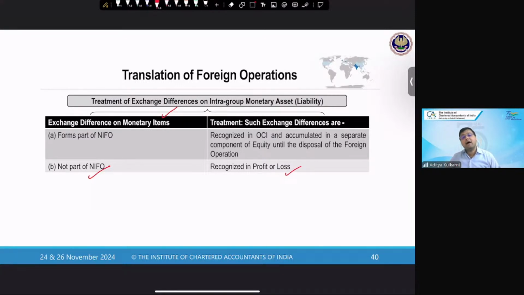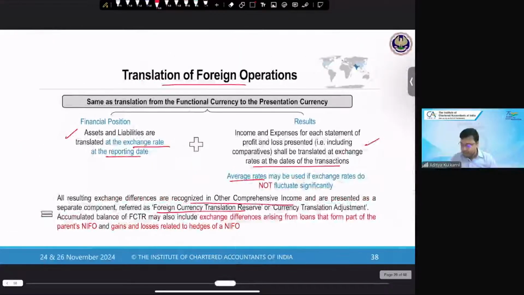But if it is a part of net investment in foreign operations, you don't expect this money to come back. It is a permanent category of investment which you have made. You recognize it in OCI and accumulate it in a separate component of equity, that is FCTR, until the disposal of the foreign operation. So exactly what I have explained to you.